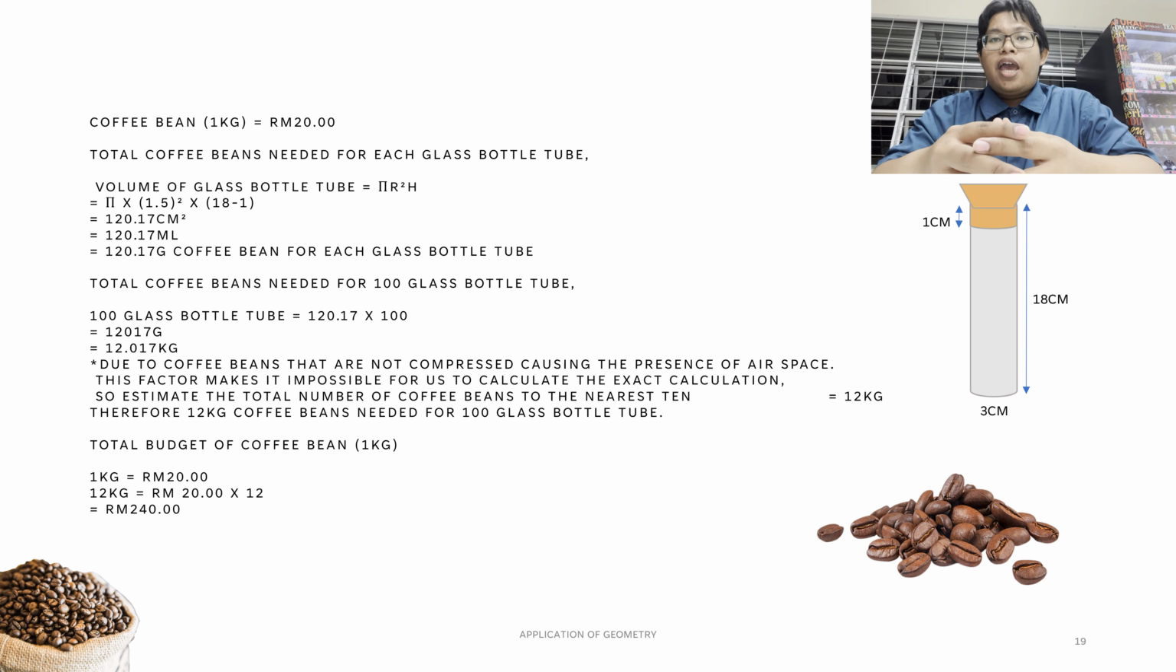12.017 kg. Because coffee beans are not compressed, causing the presence of spaces, this makes it impossible for us to calculate the exact amount. So estimate the total number of coffee beans to the nearest 10. Therefore, 12 kg coffee beans are needed for 100 glass bottle tubes. Total budget of coffee bean: 1 kg equals RM20. So 12 kg equals RM20 times 12. The total cost for coffee bean is RM240.